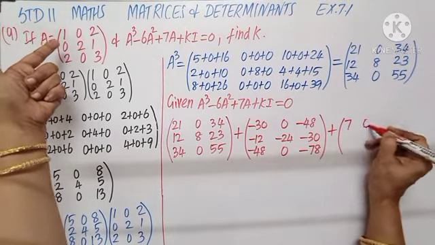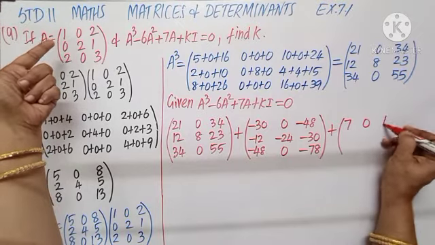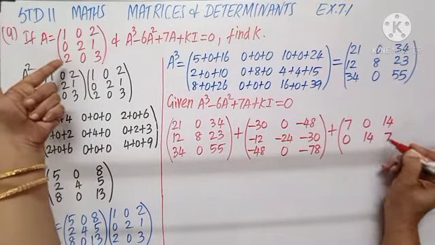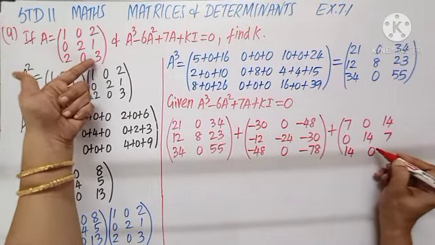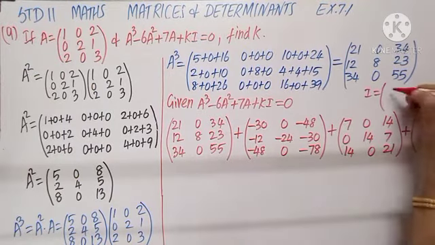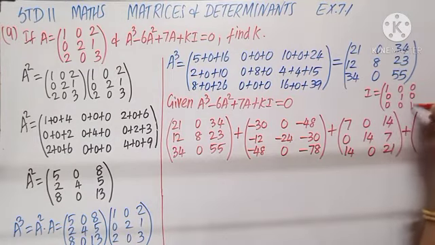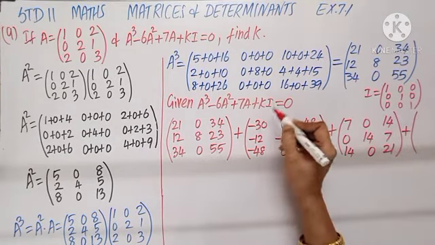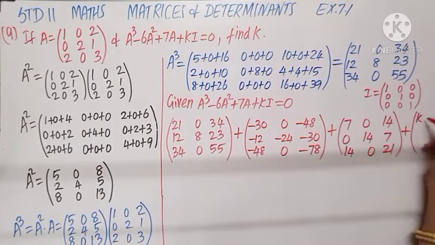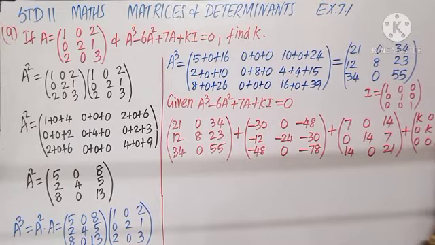7 ones are 7, 0, 2 sevens are 14, 1 into 7, 2 into 7, 0, 3 into 7. What is I? I is the unit matrix. Remember, it is 3 rows and 3 columns. I want KI. So multiply each entry by K. I get K 0 0, 0 K 0, 0 0 K, and the RHS is 0.